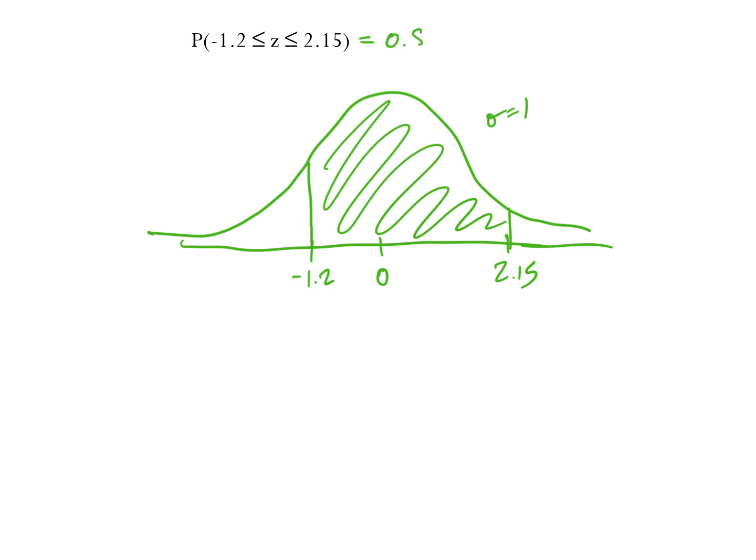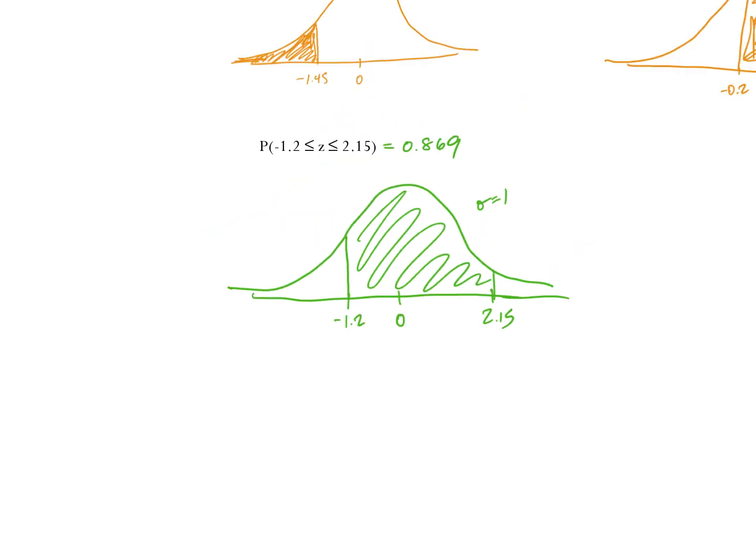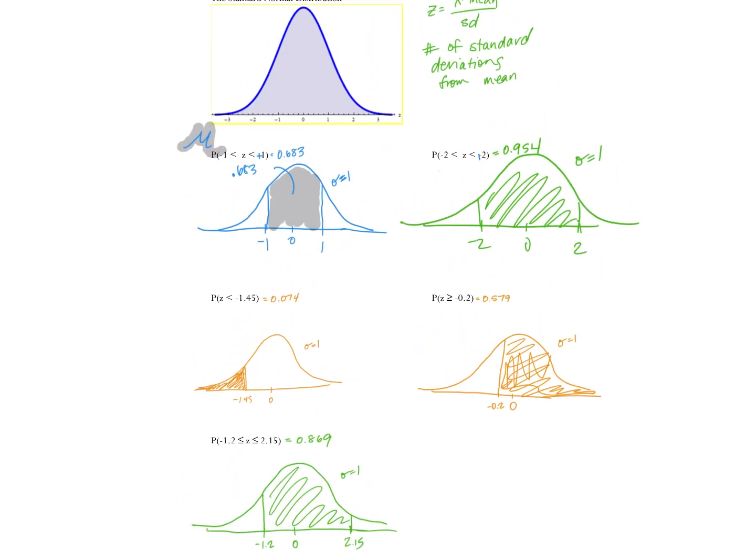Hey guys, what'd you get for this one? 0.869. 0.869? Yeah. And we're all in agreement on that? Sweet. See, this is easy. It's really just do you know how to use the calculator? What is the z-score of the 35th percentile?